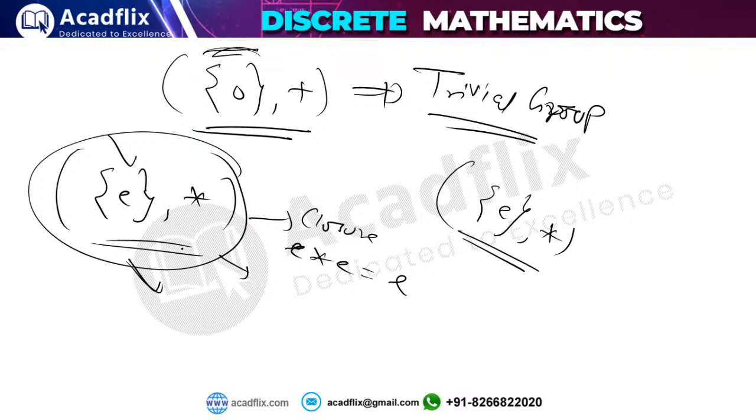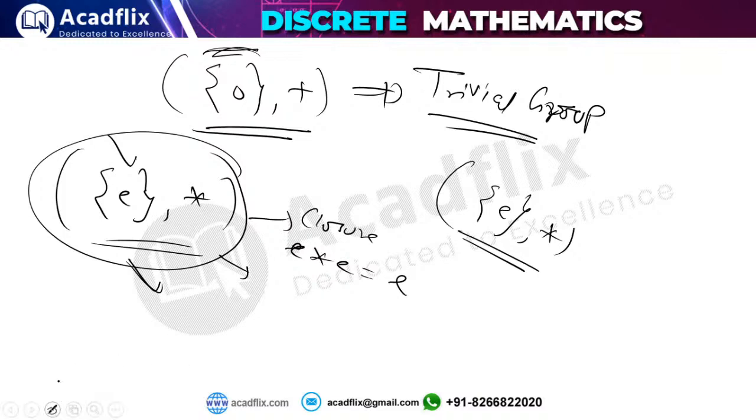So this is called a trivial group. Basically, a trivial group is a group in which the base set only has the identity element. Remember this thing, the base set only has the identity element. So this is the trivial group.